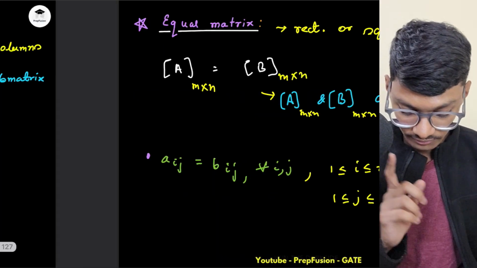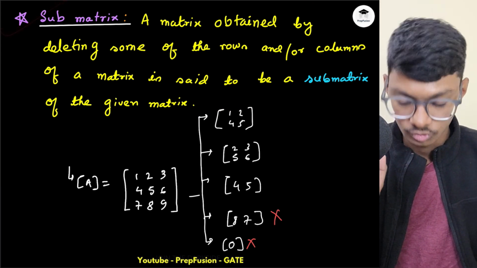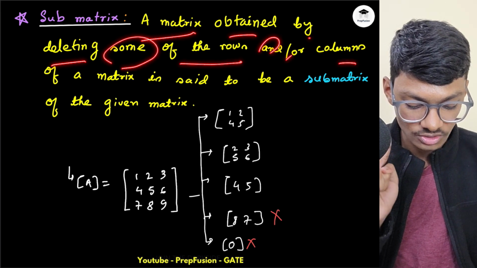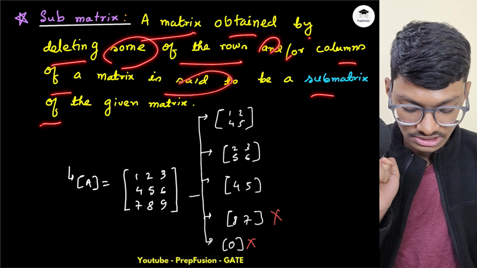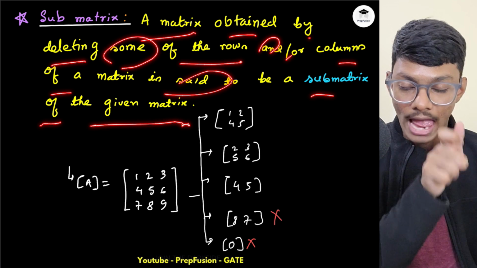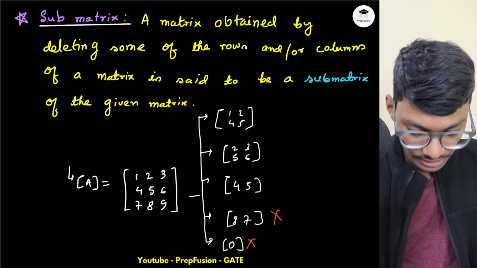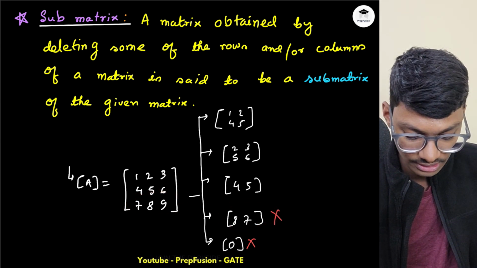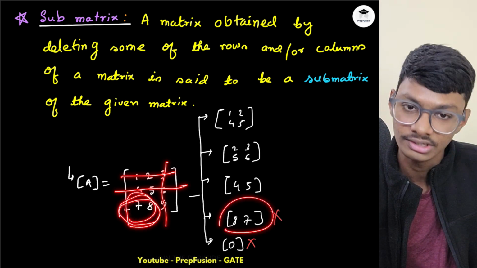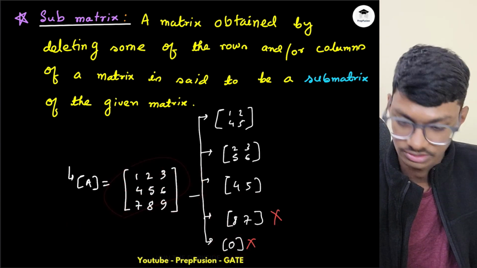One thing I forgot to tell you is the definition of a submatrix in the previous lecture. So I will just go through this again. A matrix obtained by deleting some of the rows and/or columns of a matrix is said to be a submatrix of the given matrix. You have to delete some of the rows and/or columns of that particular matrix, then only you will get a submatrix. So here, after deleting the rows and columns, is this the matrix that we get? We get 7 8, but here it is 8 7. No, that's why this is not a submatrix. Here 0 is not even in this matrix, so obviously it is not a submatrix.